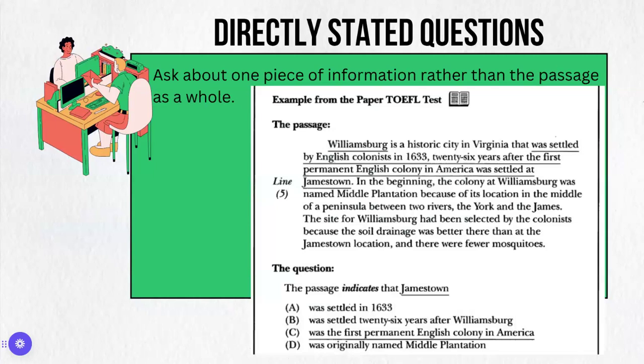This is an example of what a directly stated question might look like. You will have a short passage, and then you'll have a question that requires you to find the answer in a specific part of the text. The question: the passage indicates that Jamestown, and then we have to choose between those four answers. In this case, the correct answer is letter D, was the first permanent English colony in America.